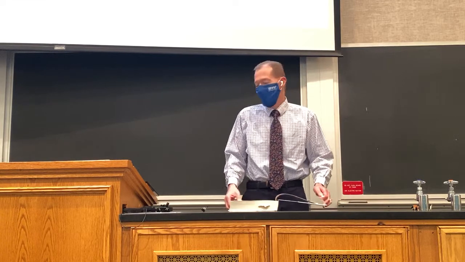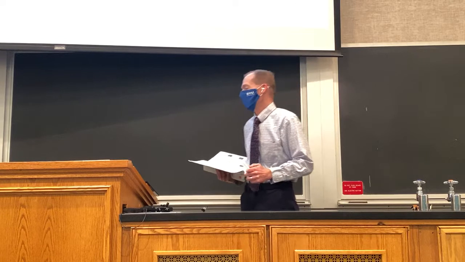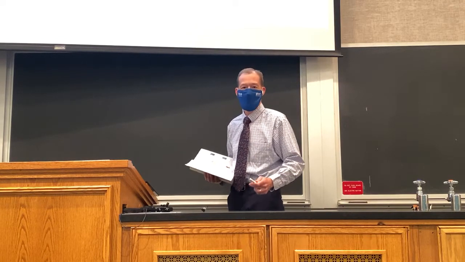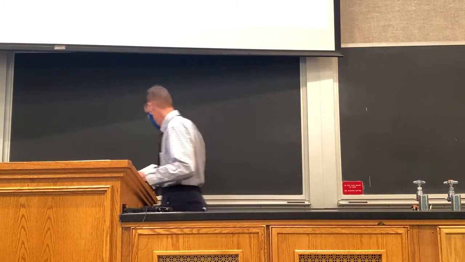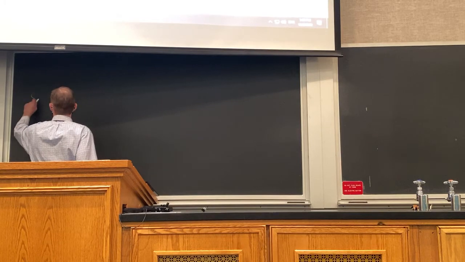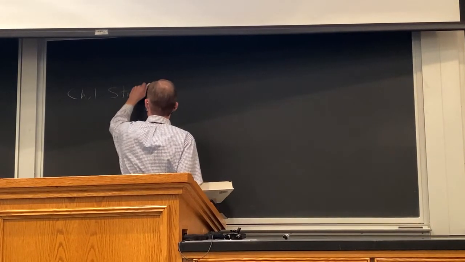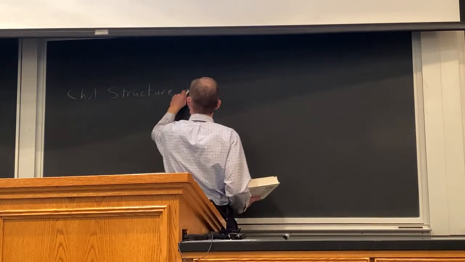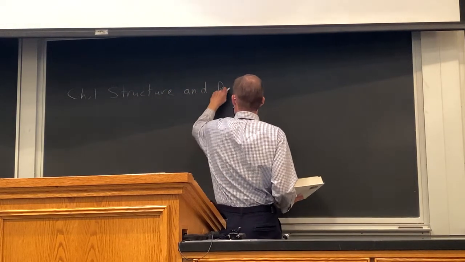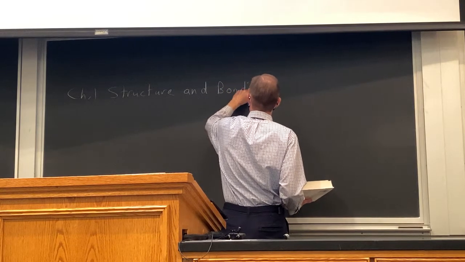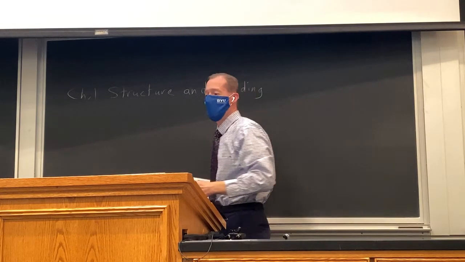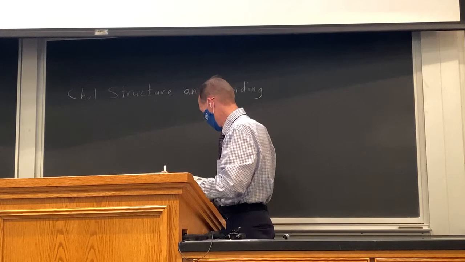So what we're going to do now is just go through the outline, as I mentioned. I'll write the chapter titles and the main topics of those chapters underneath them and summarize those for you. So our first chapter was structure and bonding. And this chapter was largely a review from general chemistry.